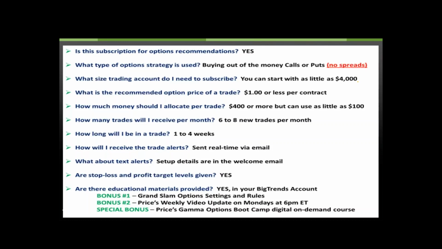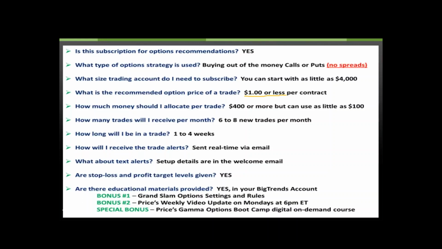You can start with as little as $4,000. Recommended option price, it will have to be at $1 or less. We will never pay more than $1 or $100 to control 100 shares per contract. So whenever I'm looking at things, like Tesla's hard to trade now because the market makers aren't even putting that cheap of an option out there on a few of these really high dollar stocks. So if it's not out there, I'm not going to be trading that one. I haven't traded that one in a while. But that's okay. There's loads of other opportunities.